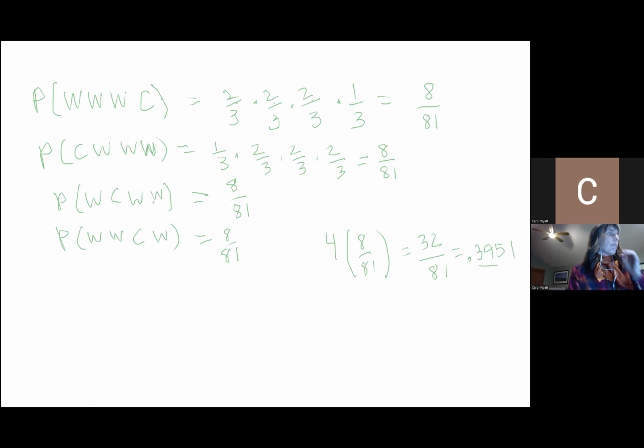All right, now let's use the binomial theorem. The binomial theorem is nCr times p to the r times q to the n minus r. And this is the definition of the binomial theorem.